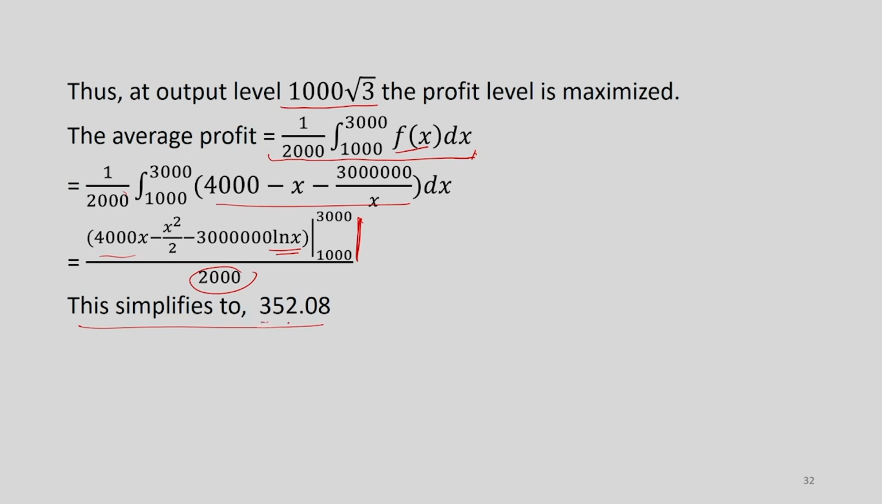352.08. I have not shown this in the slide itself. It's a tedious mathematical procedure. So at the end of the day, I am going to get 352.08. So this is the average profit of the firm in reality. This may not be equal to the maximized profit, mind you.